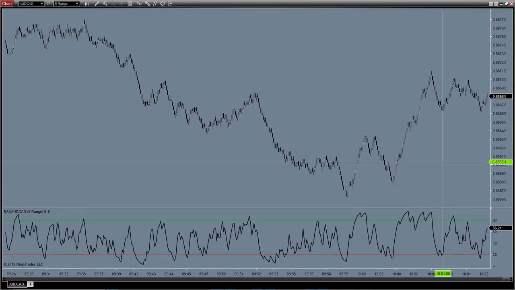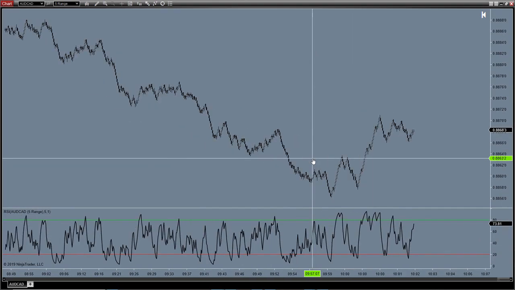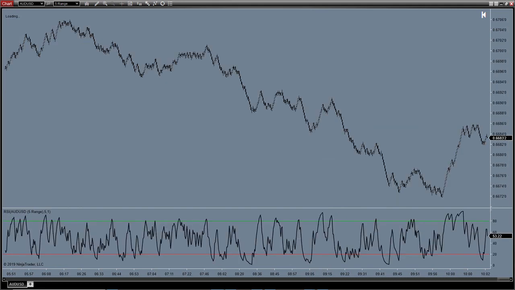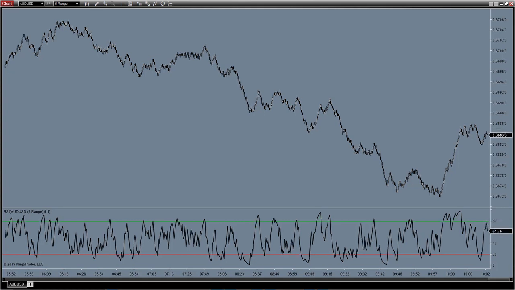Here's a good example of the mess that's been happening down here on Aussie Canada 5 range. Things have been moving a lot. We don't have Trump. Yeah, well, there you go. We probably don't have him for much longer either, though.